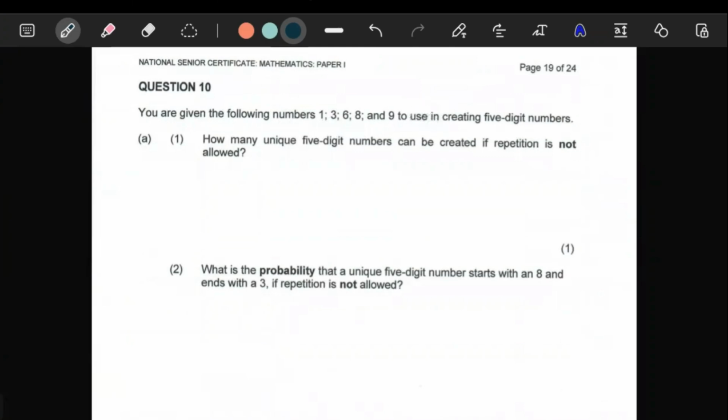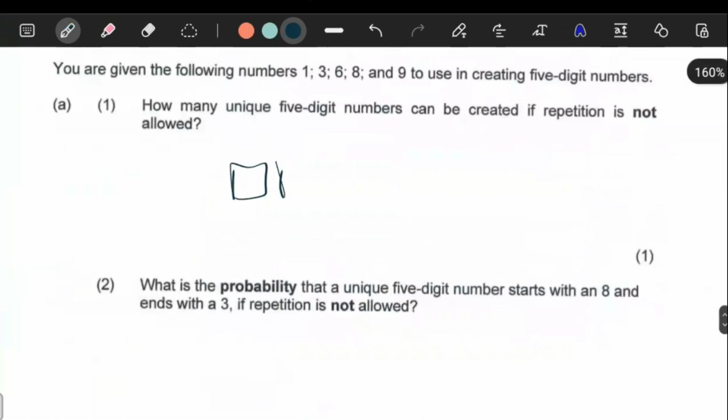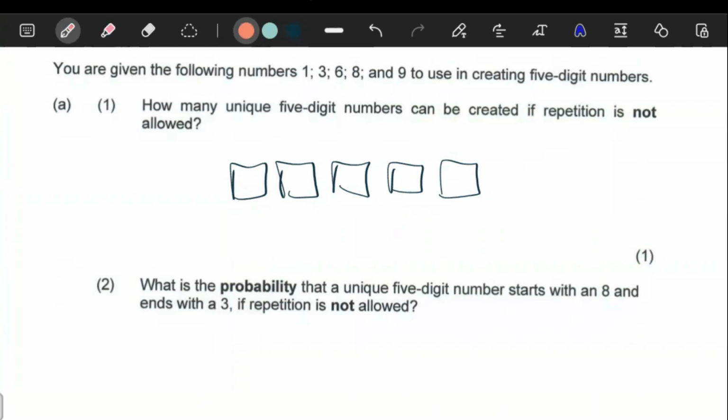To use in creating 5-digit numbers. How many unique 5-digit numbers can be created if repetition is not allowed? Very simple, direct question. Digits 1, 2, 3, 4, and 5, right? You have 5 places to put values. So these 5 places, obviously, if digits cannot be repeated, the first slot, you have 5 options.